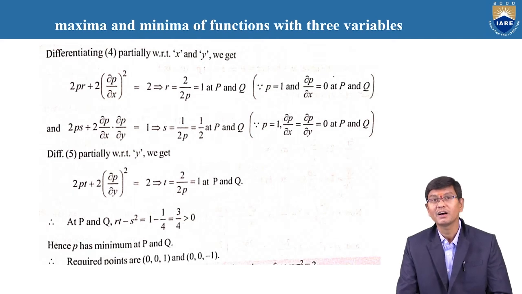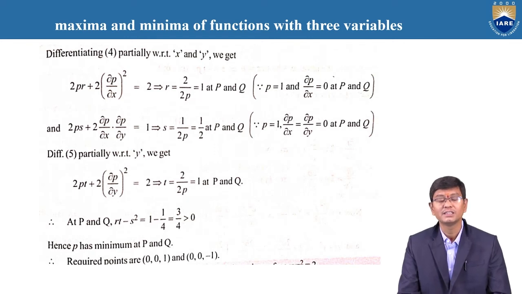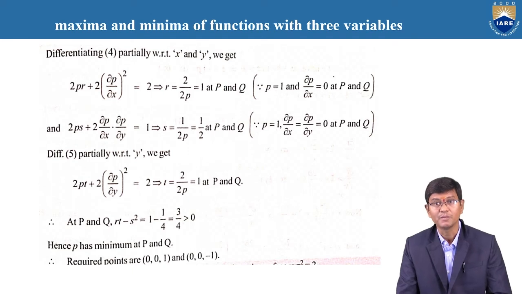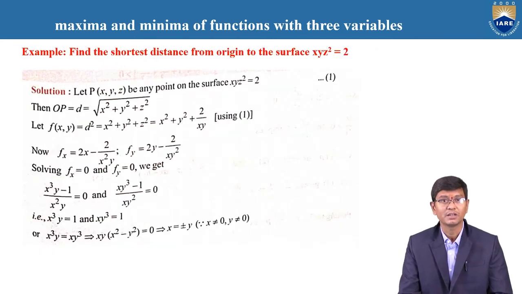Therefore, with the help of r comma s comma t, when we check the value of rt minus s square, clearly that is 1 minus 1 by 4, the value is 3 by 4, which is always greater than 0. Therefore, the conclusion is that rt minus s square is greater than 0. Therefore, the function is said to have a minimum value. Therefore, the minimum values are obtained at 0 comma 0 comma 1 and 0 comma 0 comma minus 1.